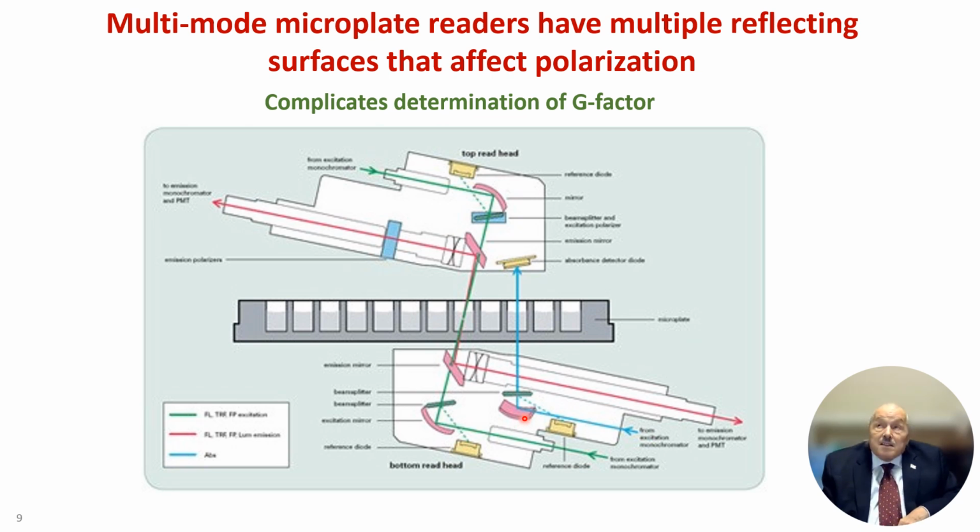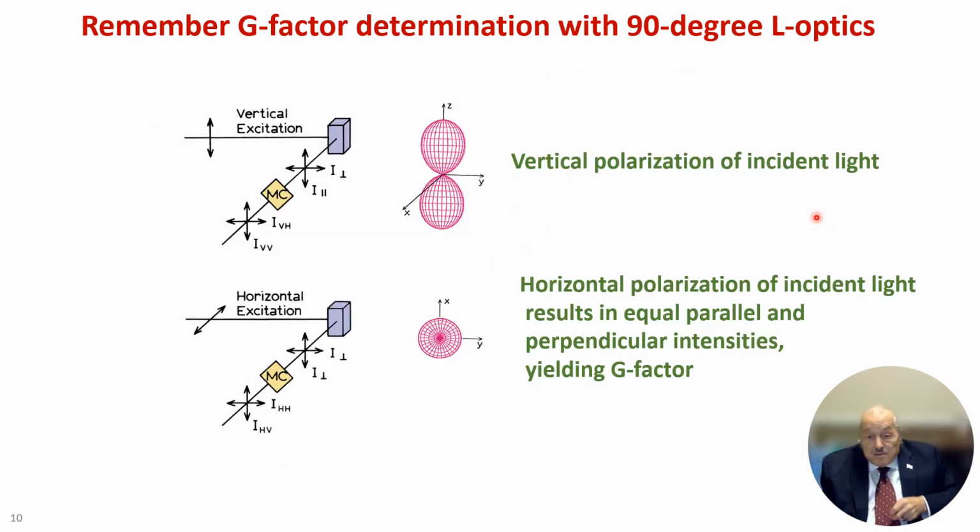As I discussed in the second lecture, I think it was on instrumentation, every optical surface is going to polarize the light to a different amount. So it's going to be very hard to know what the light polarization is going through this complex set of mirrors in these instruments. So the question for me was, how the heck do you determine the G factor in these instruments? So I went back to basics and I looked at how we did it in the L optics.